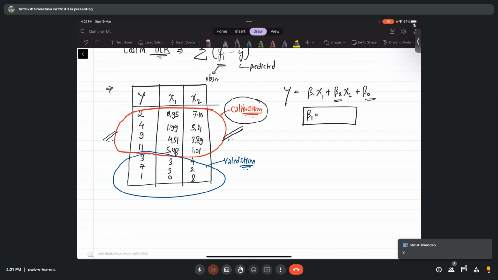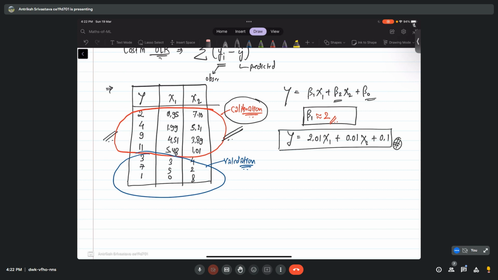Very good. So Shruti Namdeo has told correctly that beta 1 seems to be somewhere around 2. And that is what is going to happen. Your model, when you train it, is going to give you somewhere around 2, and then the beta 2 and beta naught are going to be very small. These are not the exact values if you try to fit the model. I'm just saying roughly this is what you may get.